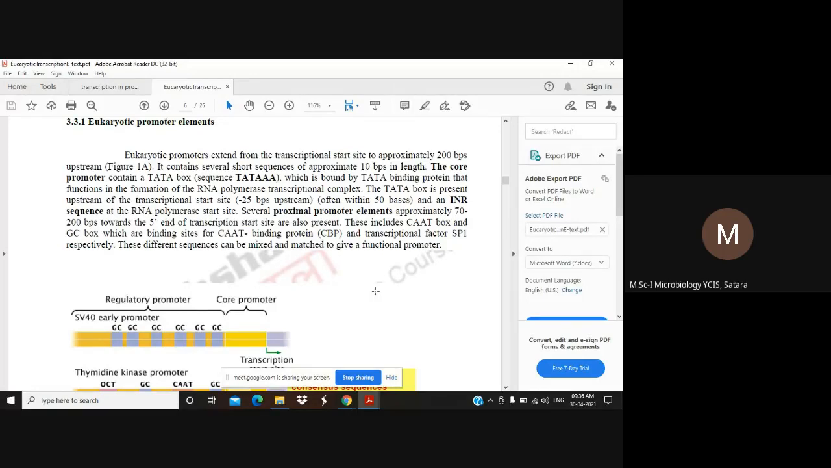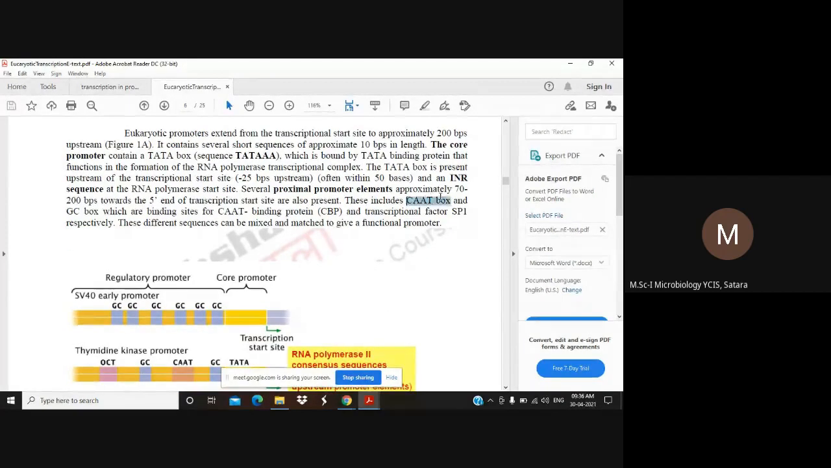So there are several promoter elements. They are 70 to 200 base pair towards the 5' end of the transcription start site. Along with this TATA box, there is another box present, the CAT box. टाटा बॉक्स सारखाच दुसरा एक सिक्वेन्स आहे, त्याला काय म्हणायचं, कॅट बॉक्स, CAAT. It is called as CAT box and also GC box is there.